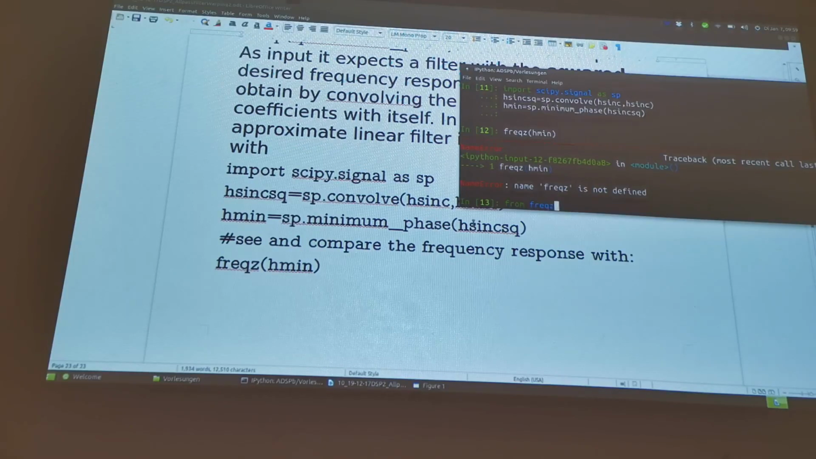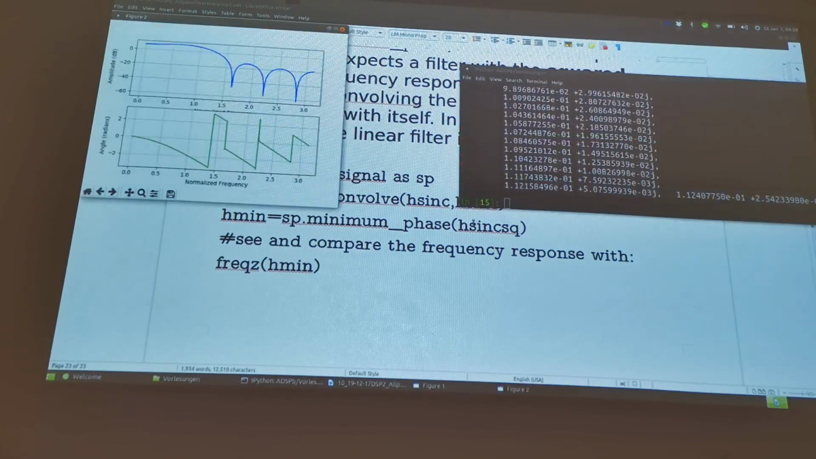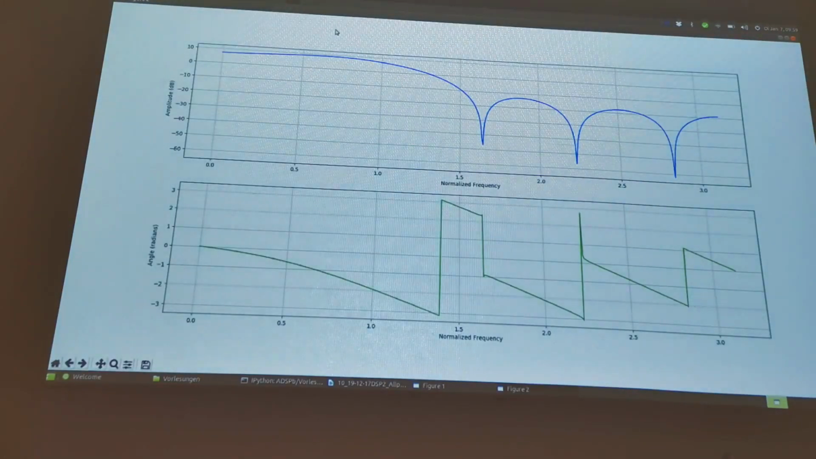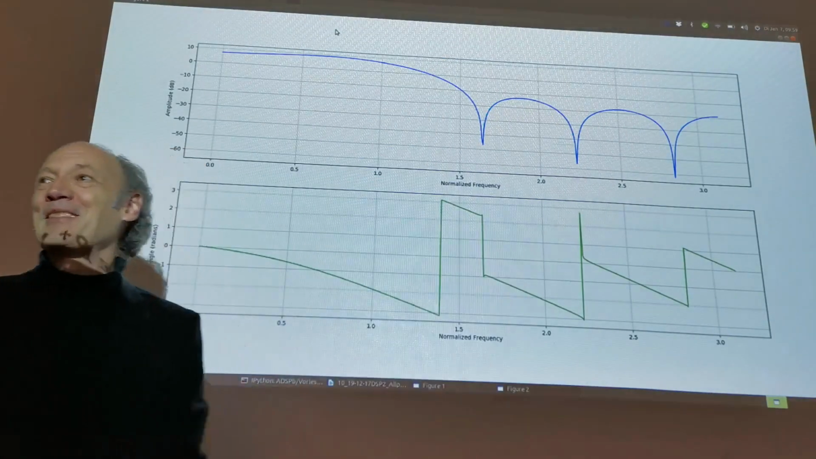Let's see, import star. Yes. So what do you think? Is it the same that we just saw? Not exactly, right? Particularly here, the phase looks kind of funny, right?